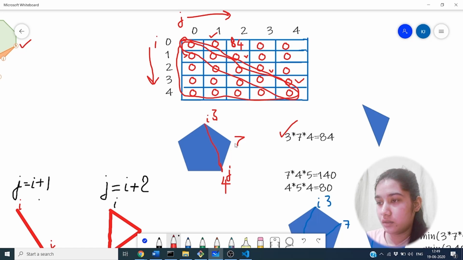Now, if we change the value of i with the vertex as 7 and j with vertex 5, then we are going to get this triangle. So in this condition, 7 into 4 into 5 for i equals 1 and j equals 3. So this value is changed to 140.